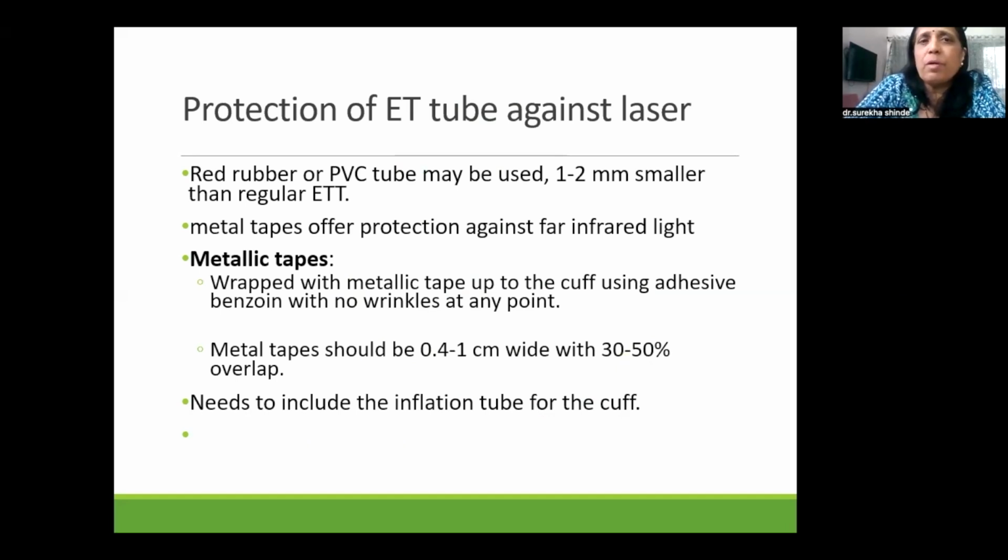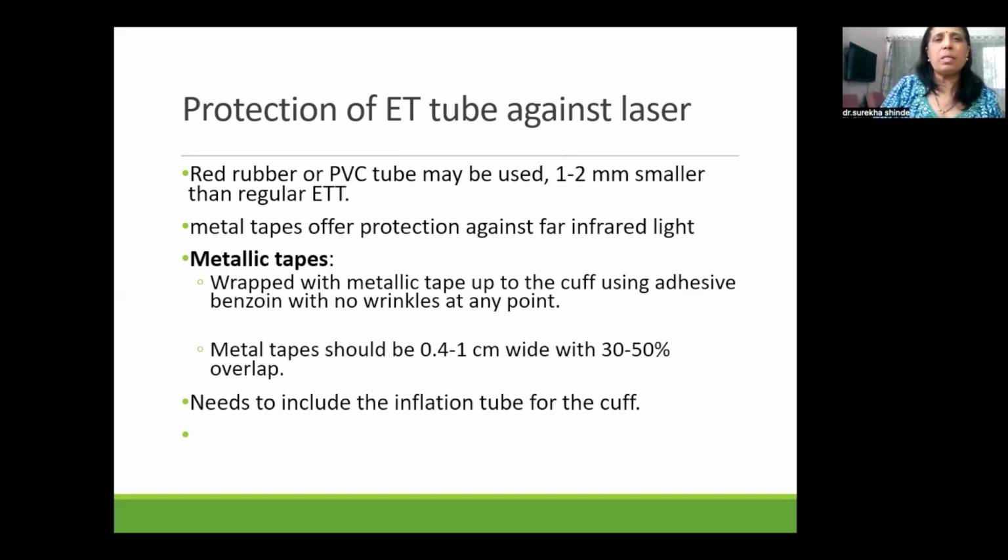For this airway fire, we have to have our ET tube protected against laser. So we have red rubber or PVC tube. Generally, what we used to have before was metallic tapes. But nowadays, I think these metallic tapes are obsolete because we have lots of good laser protective tubes, which we are using right now in Sassoon Hospital also, and in private hospitals where they have everyday laser surgeries, like Dinanath Mangeshkar Hospital. I'm going to talk about their workload in a couple of minutes.